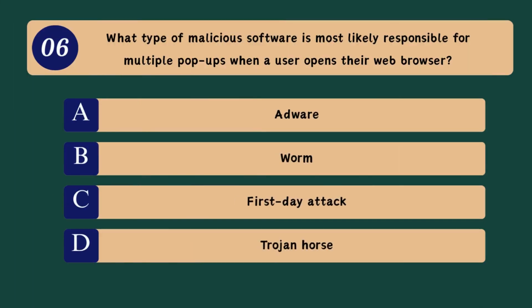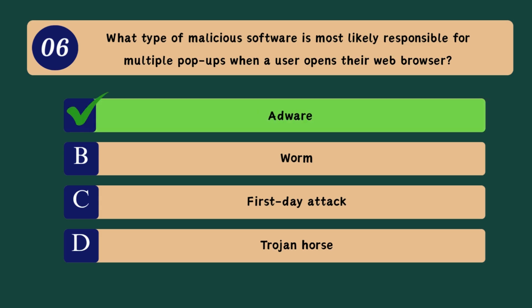Question 6. What type of malicious software is most likely responsible for multiple pop-ups when a user opens their web browser? A. Adware. B. Worm. C. Zero-day attack. D. Trojan horse.